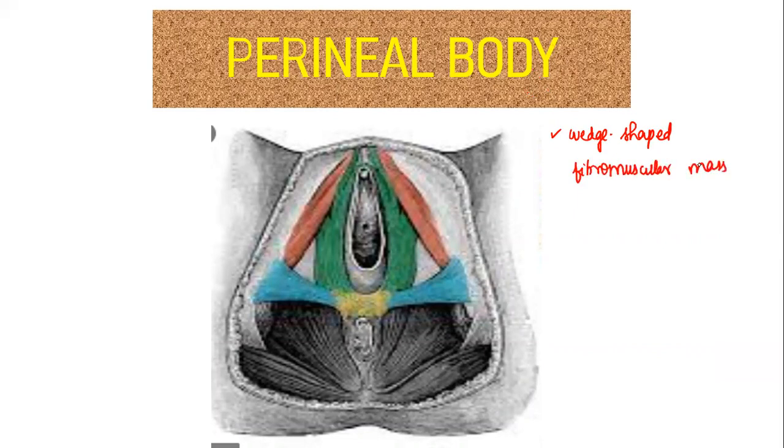So it is formed by certain muscles. Can you make it out from this picture? This is a muscle, this is a group of muscles, this is a muscle. Then from the deeper aspects, you have got certain muscles. So it is formed by about 6 groups of muscles. So it's a fibromuscular mass. It's a wedge-shaped fibromuscular mass.